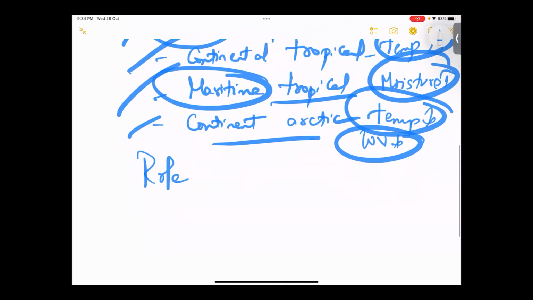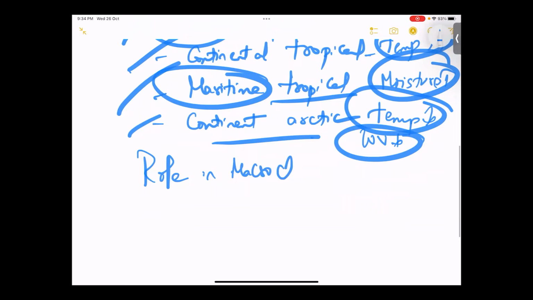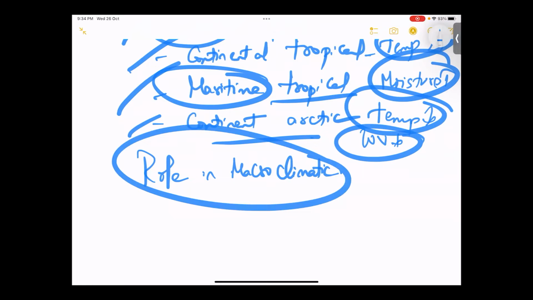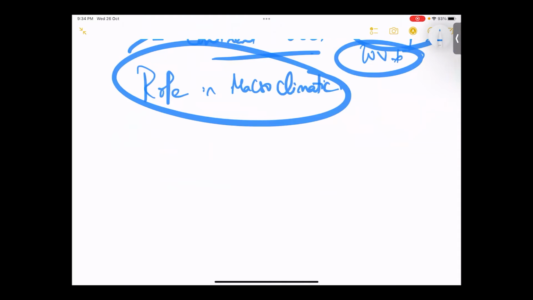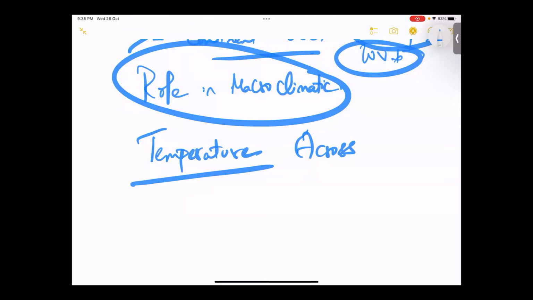So the role in, what is the question? Role in macro climatic changes. Okay, what is its role in macro climatic changes? Basically, they are helpful in maintaining the temperature of the earth. They maintain the temperature across regions, not only because you can see that there are so many air masses. So across regions, they maintain temperature. That is the first thing.